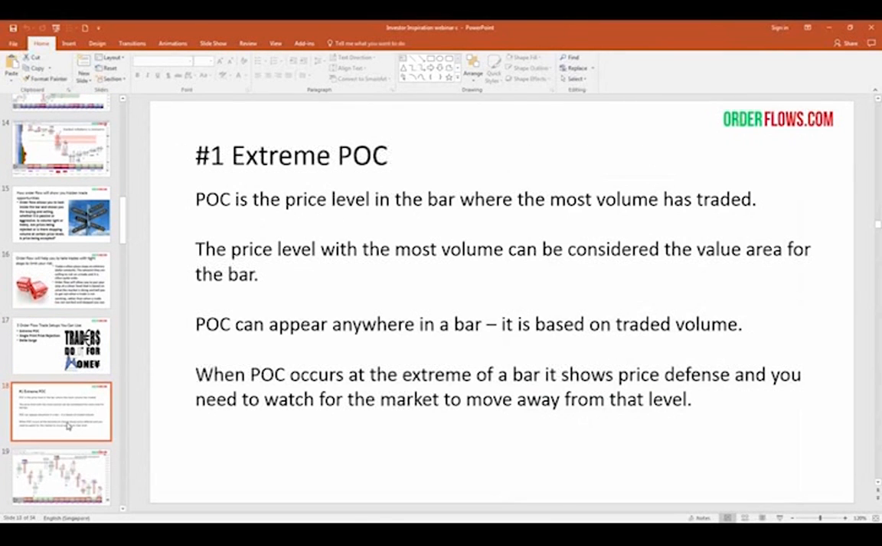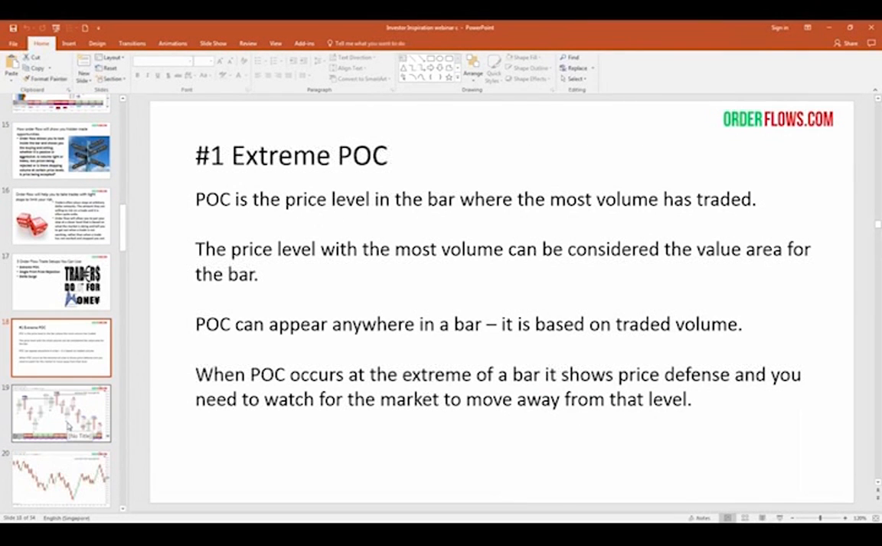So the first one is extreme point of control. Again, point of control, I explained earlier, is the price level in a bar where the most volume is traded. It's the price level with the most volume, and can be considered the value area of the bar, right? Markets move from value area to value area, right? Keep that in mind. That's what markets do all day.